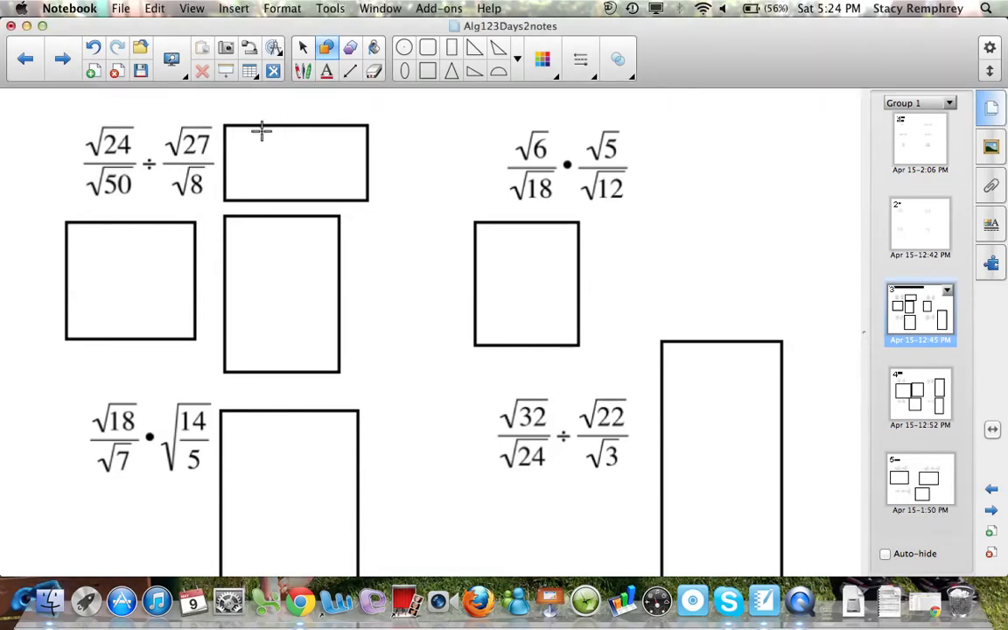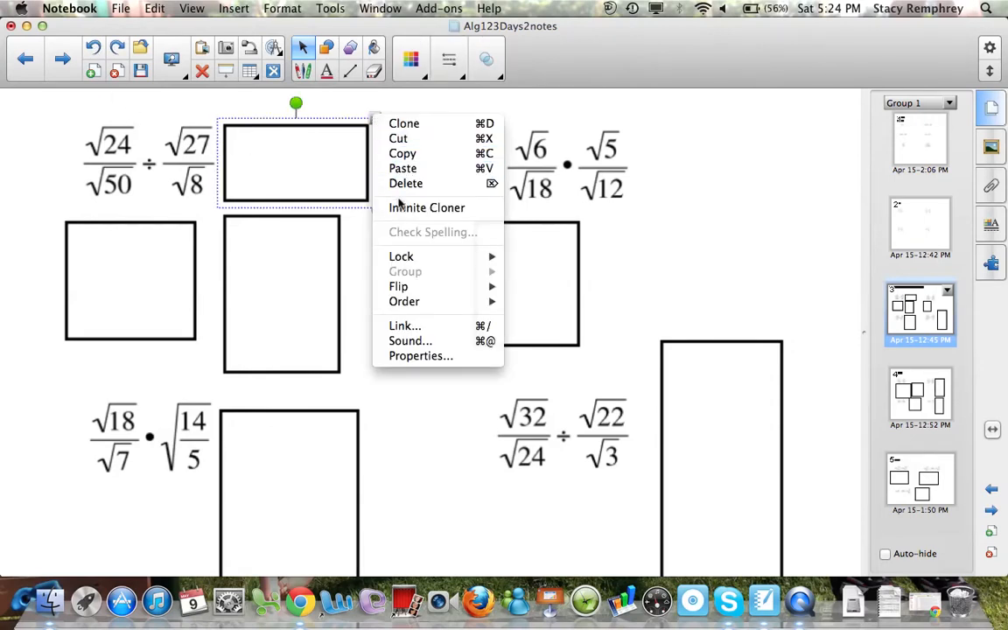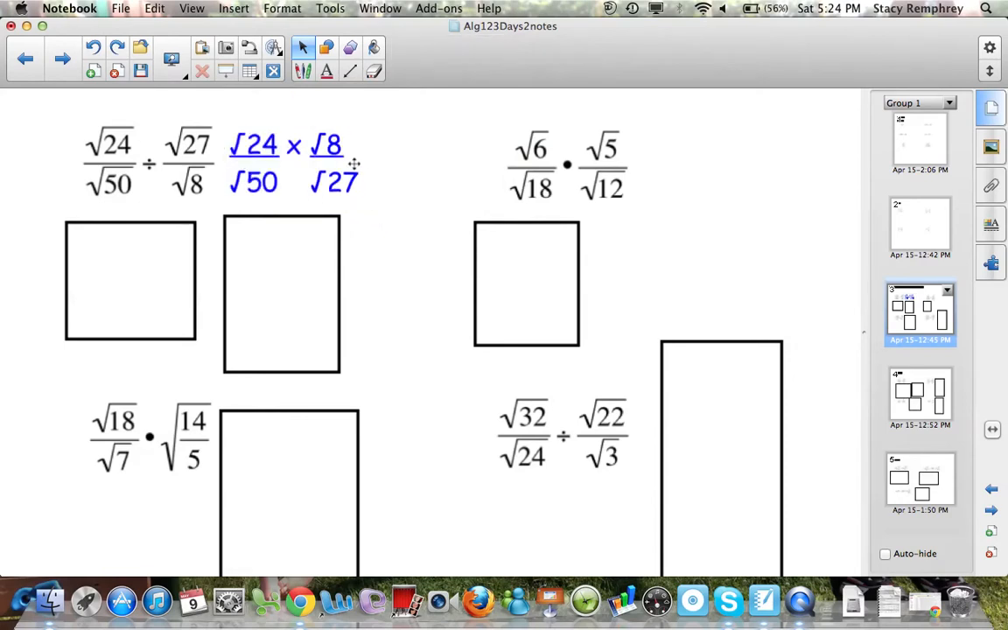So in the first one, in the first box, you're going to see that I just rewrote the fraction because dividing by a fraction is the same as multiplying by the reciprocal, so I flipped it over. And under these 2 boxes, I have 2 ways to do it. There's even probably more than that.